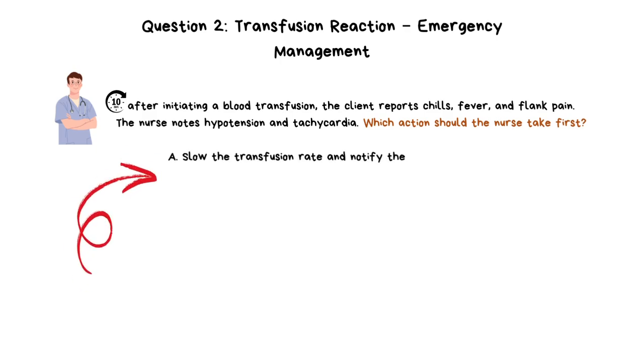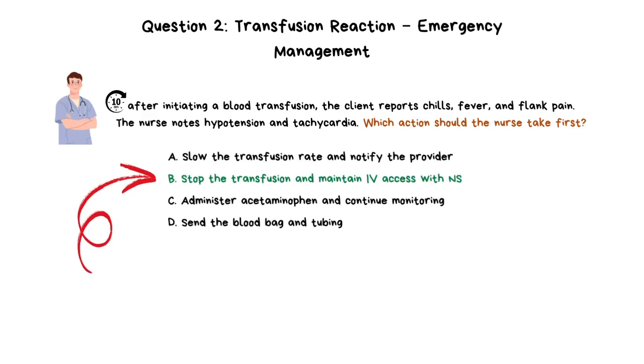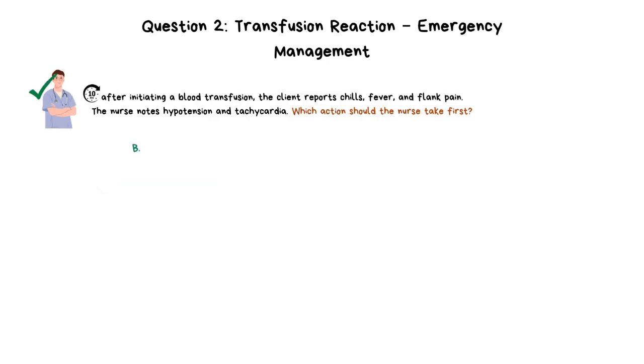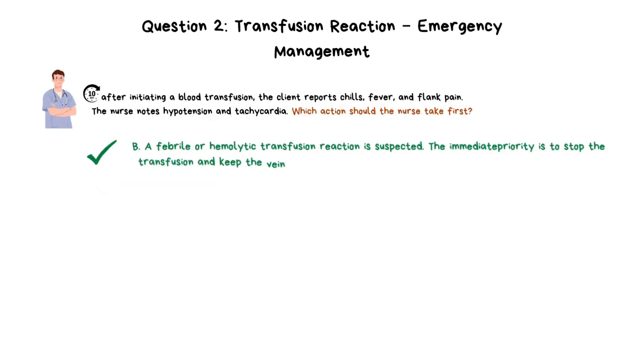The correct answer is option B. Stop the transfusion and maintain IV access with normal saline. Rationale: a febrile or hemolytic transfusion reaction is suspected. The immediate priority is to stop the transfusion and keep the vein open with normal saline using new tubing. This preserves access while preventing further exposure to the incompatible blood.